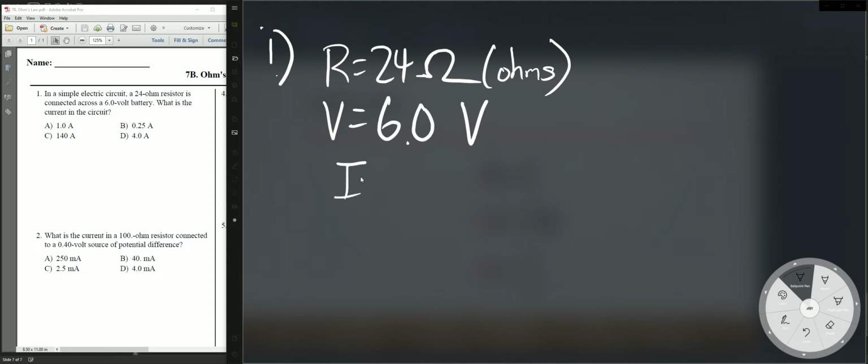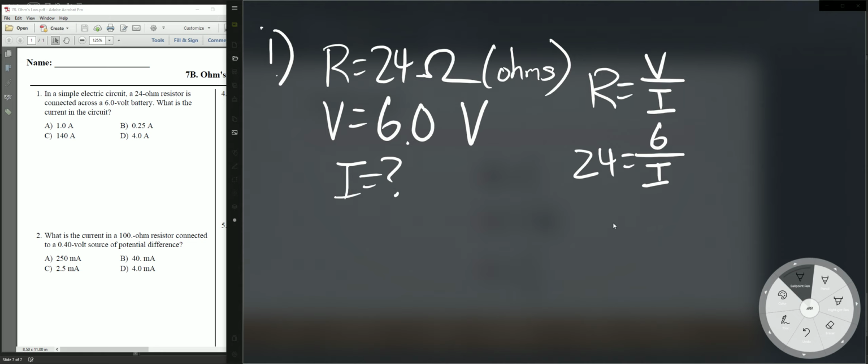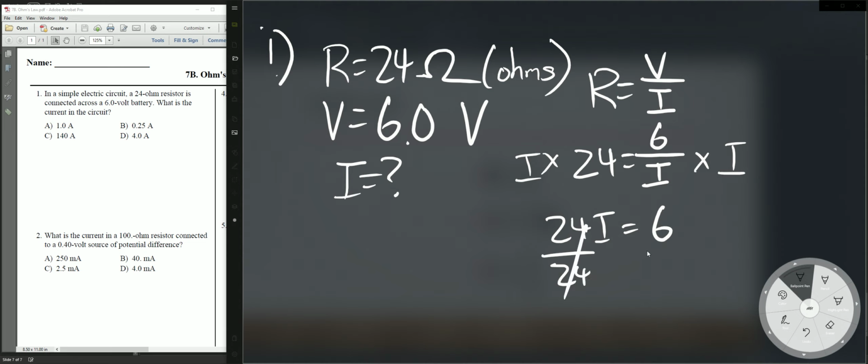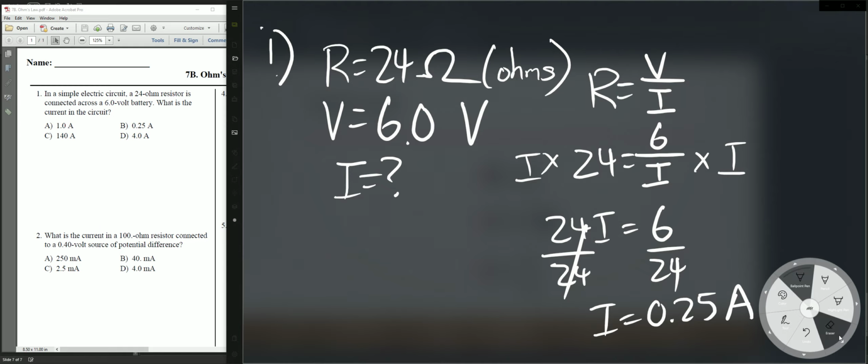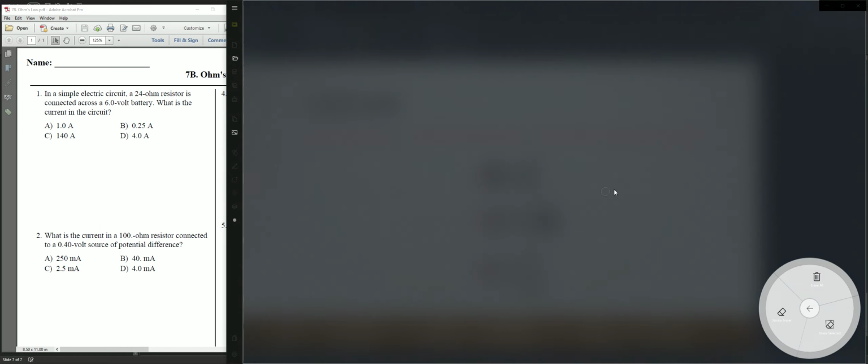What's the current in this circuit? You know your formula for this is R is equal to V over I. All right, so R is 24, V is 6, and I is I. Now multiply I on both sides. Get 24I is equal to 6. Divide by 24, and you should get 0.25 amperes. All right, so that's how you would solve it.